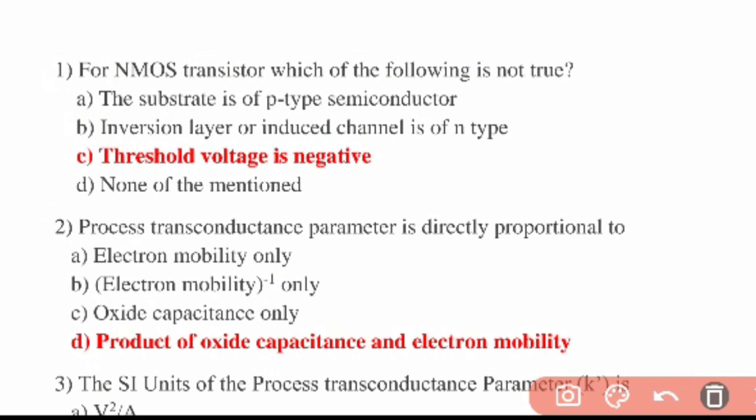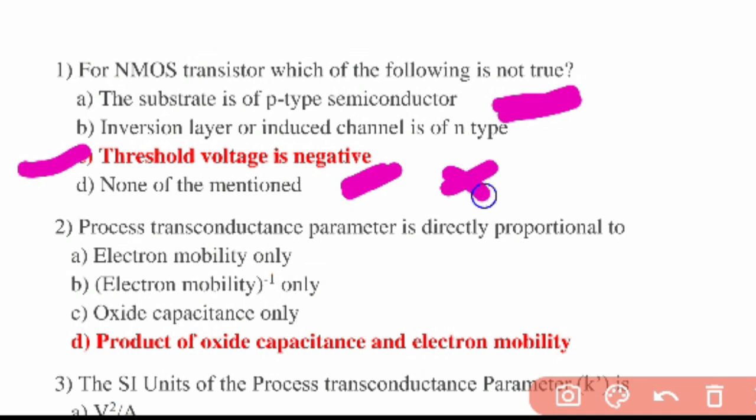We want to find out which is not true, meaning the false statement. The false statement is that threshold voltage is negative. Instead of negative, threshold voltage is positive. The answer is threshold voltage is negative. This is the false statement. If you want to convert it into a true statement, then the threshold voltage is positive.